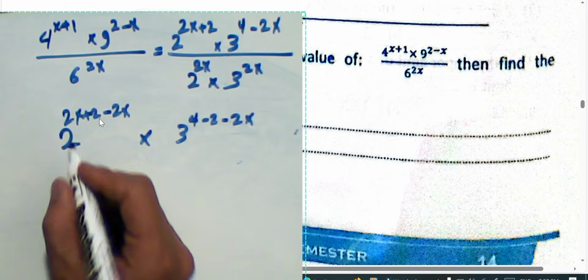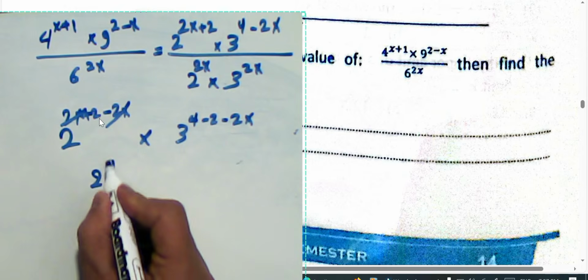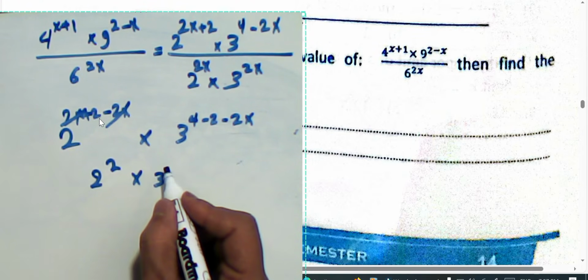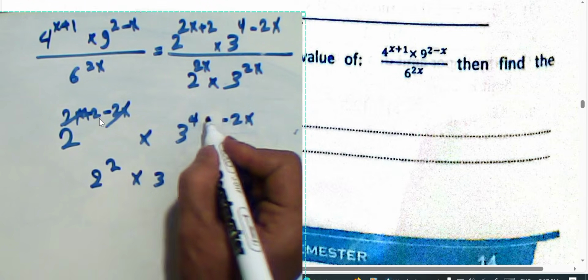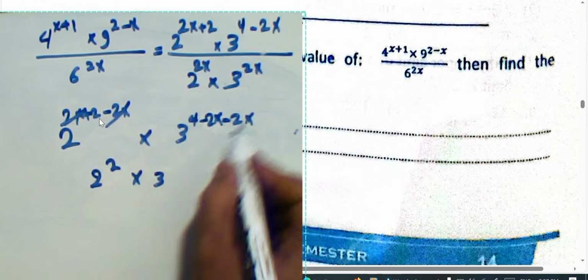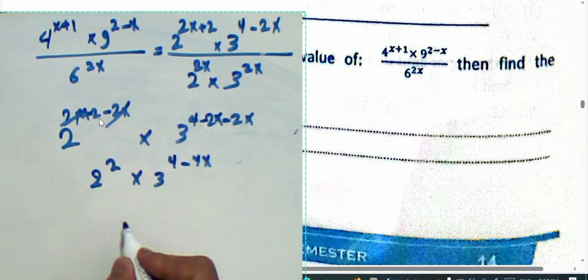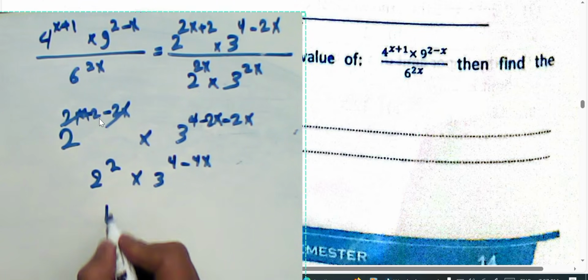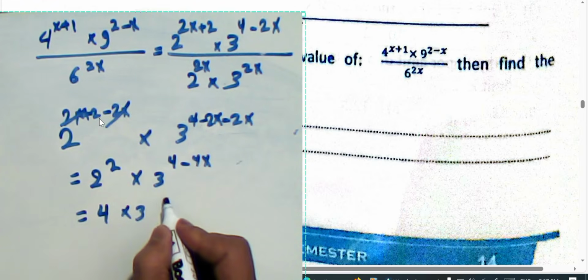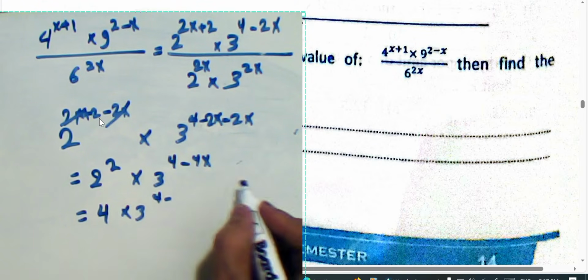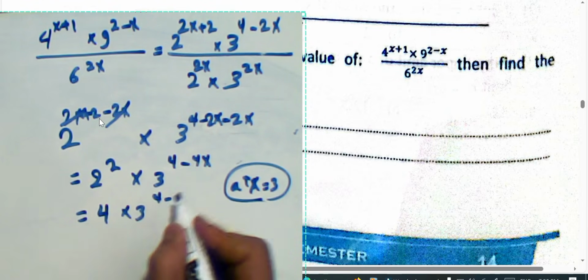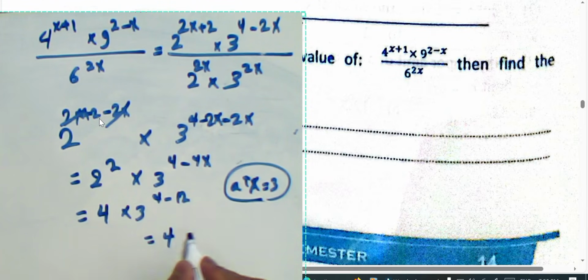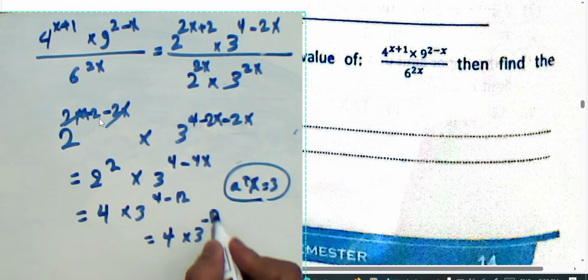Okay, now we can cancel this. The result will be 2 power 2 product by 3 power. We have 4 minus 2x up in the numerator, subtract 2x in the numerator, then 4 minus 4x. Then the answer will be 4 product by 3 power 4 minus 4x. Now we can find the value at x equals 3. Put x equal 3, 3 times 4 equals 12. And the answer will be 4 times 3 power negative 8. Then we have 4 over 3 power 8.